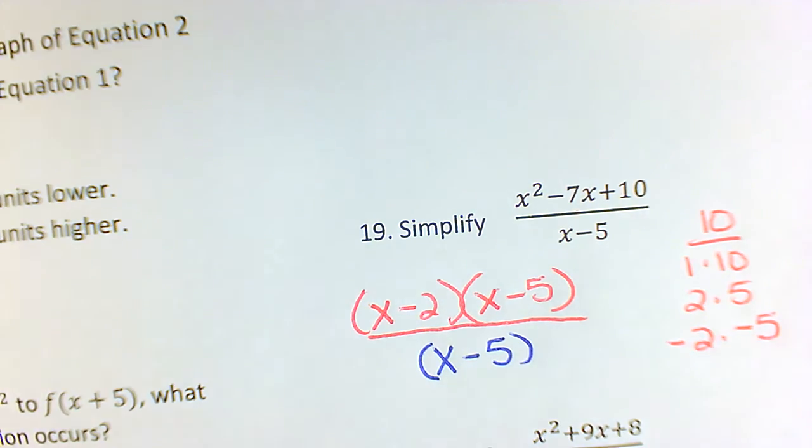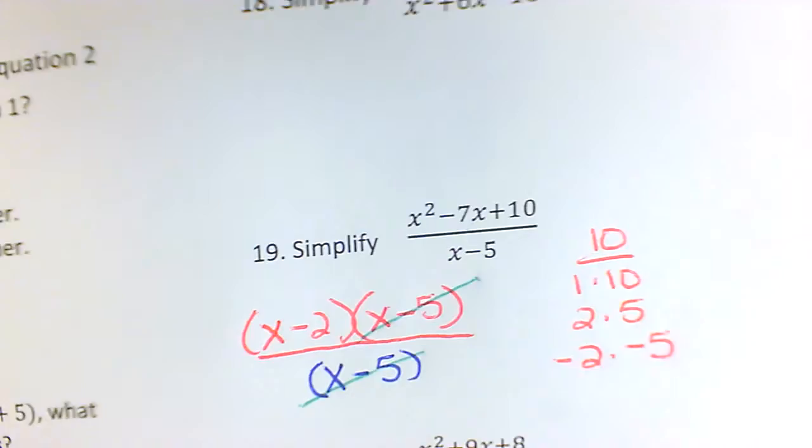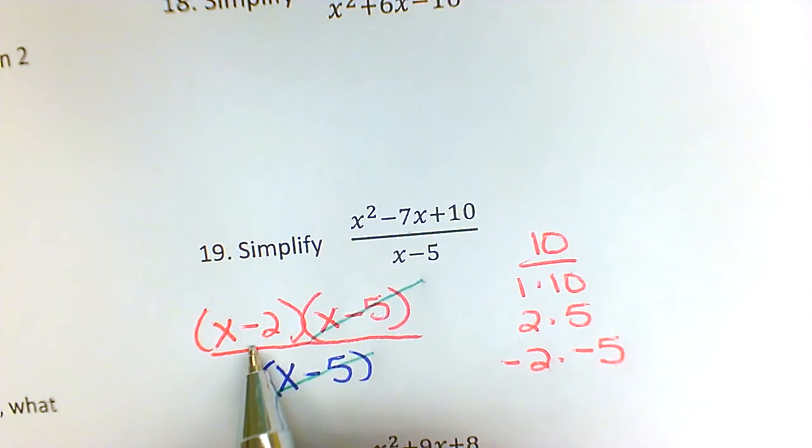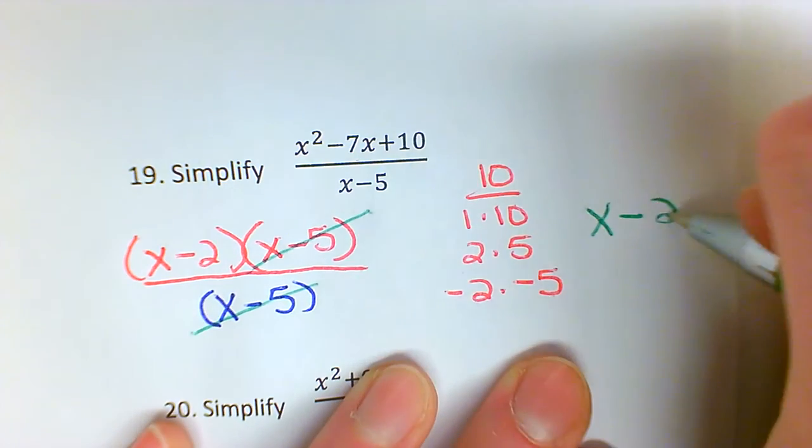Now, when I cancel out what they have in common this time, x minus 5 and x minus 5, my answer is just whatever's on the top. It's x minus 2.